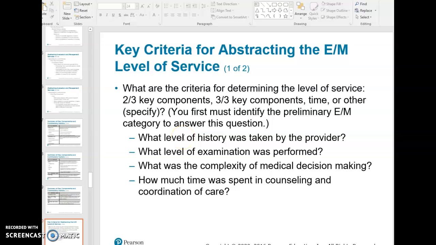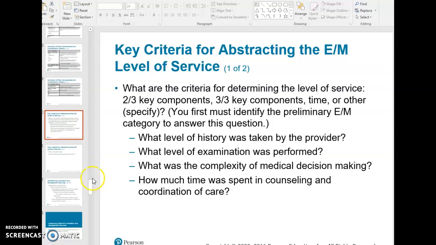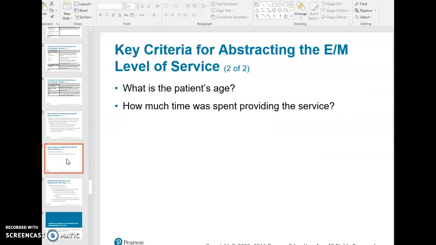How serious was the history? What level of examination? So basically, if it's a problem-focused exam, let's say a person comes in for an earache, and the doctor looks at the ear and says, oh, your eardrum is bulging, here's some medication. It's pretty simple. Expanded focus means that maybe another area is looked at, such as you have an earache and you have a cough, so you're looking at the ears, and then listening to the chest and checking for any rales, and so forth. So all of this amounts to how much time.